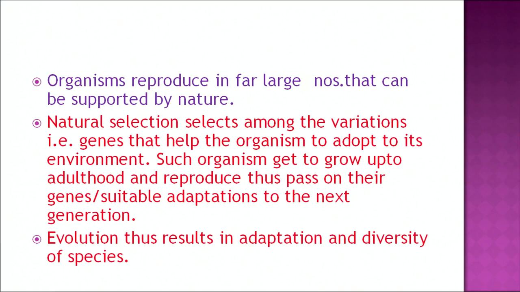Natural selection selects among the variations, that is genes, that help the organism to adapt to its environment. Such organisms grow up to adulthood and reproduce, thus passing on their genes for suitable adaptations to the next generation. Evolution thus results in adaptation and diversity of species.